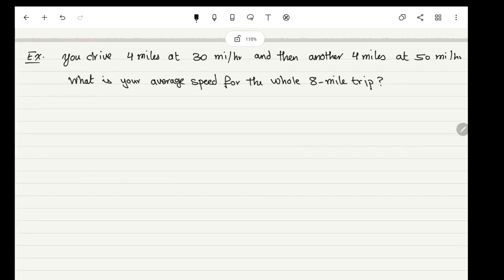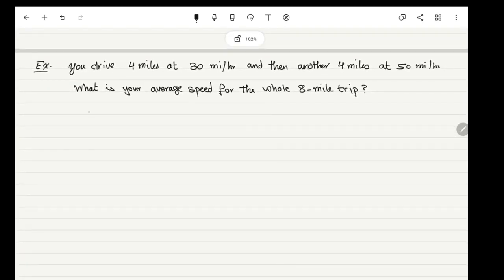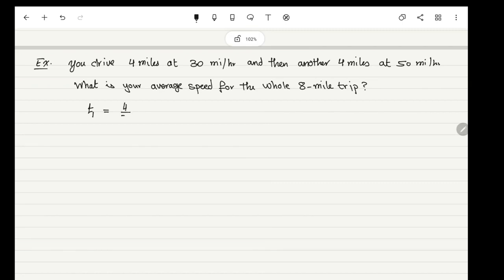So for the first part, T1 equals the distance 4 divided by 30, while T2 for the second part of the trip equals 4 divided by 50. Now the average speed in this case equals the total distance, which is 4 plus 4, divided by T1 plus T2. And doing the math, the answer is almost 30 miles per hour.